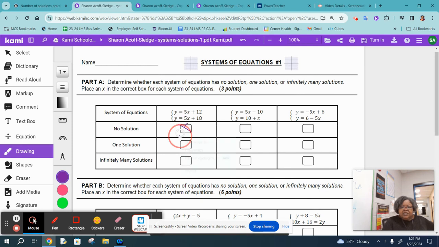So this one we said was a no solution. This one is a one solution. Now let's look at this one.